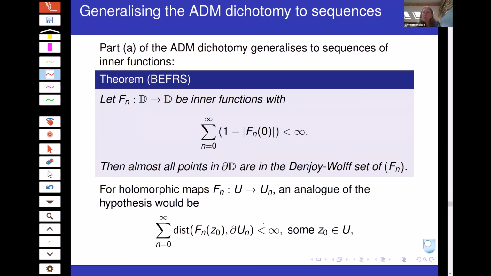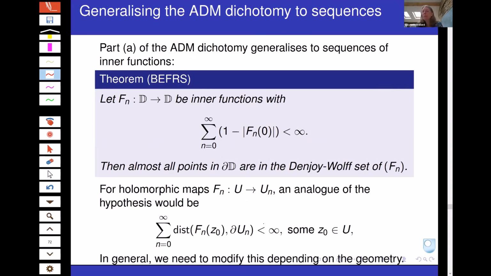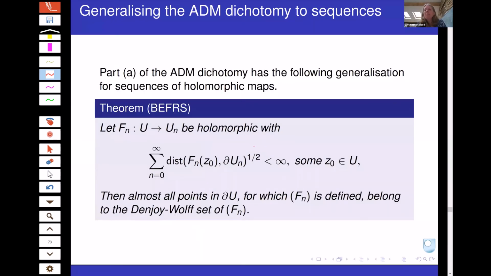You might hope that if you had that, then you might get almost all points from the Denjoy-Wolff set. Actually, it's not quite as simple as that. What you have to do is modify this depending on the geometry of your domains. The unit disk is obviously very, very nice, but in general these domains could be very, very wiggly, and we need to modify this depending on the geometry of the domains. So what we do get in general is basically the same result, but we have to put this power of a half in here. We've got this power half here where you had 1 in the classic dichotomy. So we're still saying that if you have points going towards the boundary sufficiently quickly, where sufficiently quickly means that this sum is convergent, then almost all points in the boundary have the same limiting behaviour in the Denjoy-Wolff set.